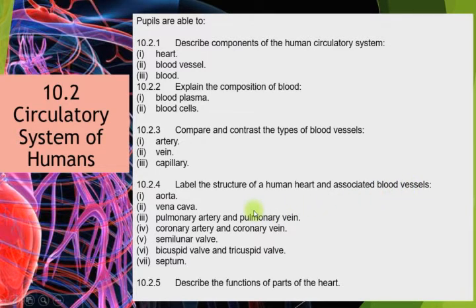And then label the structure of the human heart and associated blood vessels. You have to label the structure of the human heart, explain the structure, and describe the function of the parts of the heart. Alright, so I want you to do your concept map based on the learning standards of today.